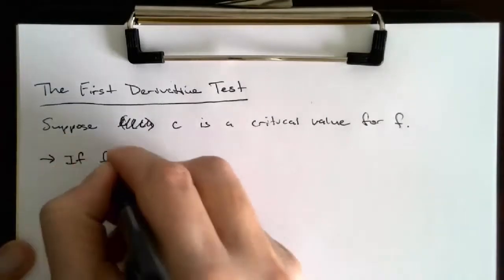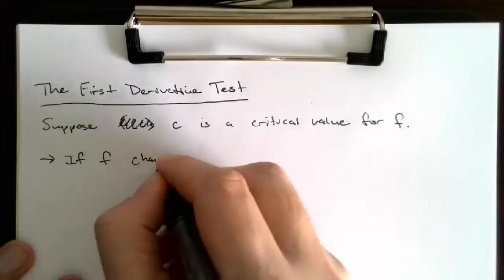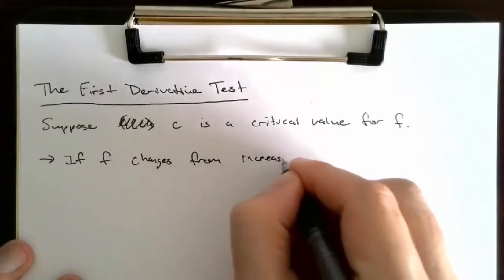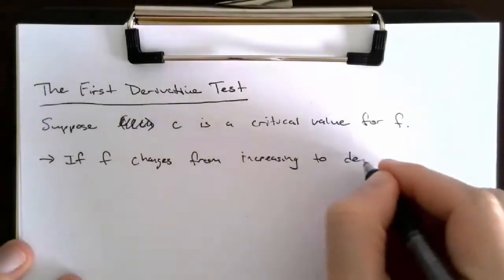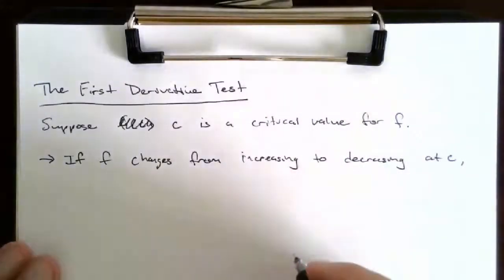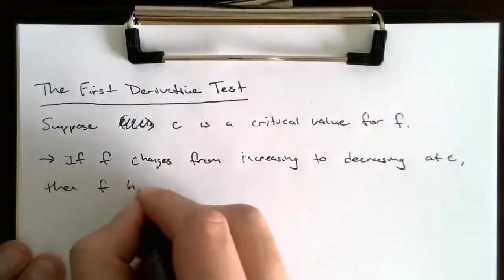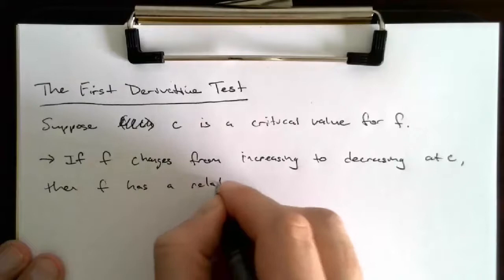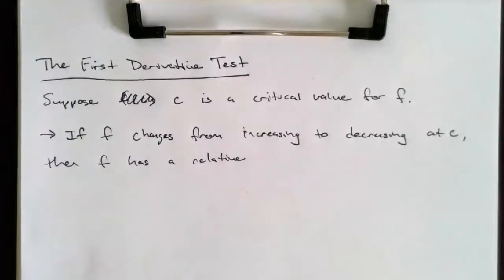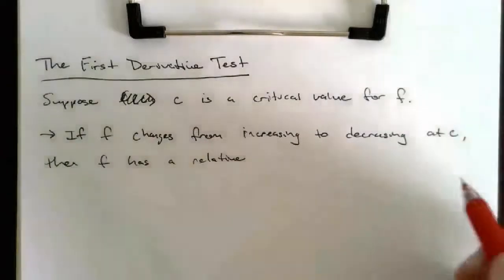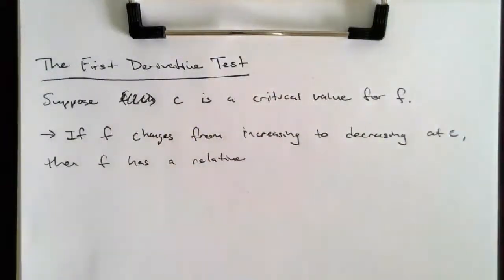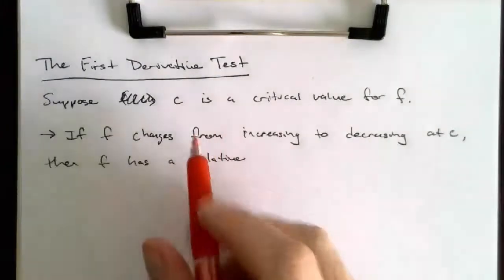If f changes from increasing to decreasing at c, then f has a relative, and let's talk about what it is. So if f changes from increasing to decreasing at c, think about what's happening here. First off, c is a critical value, so we know that the derivative either equaled 0 there or was undefined there. That's how we found the critical value, just like we did a minute ago.